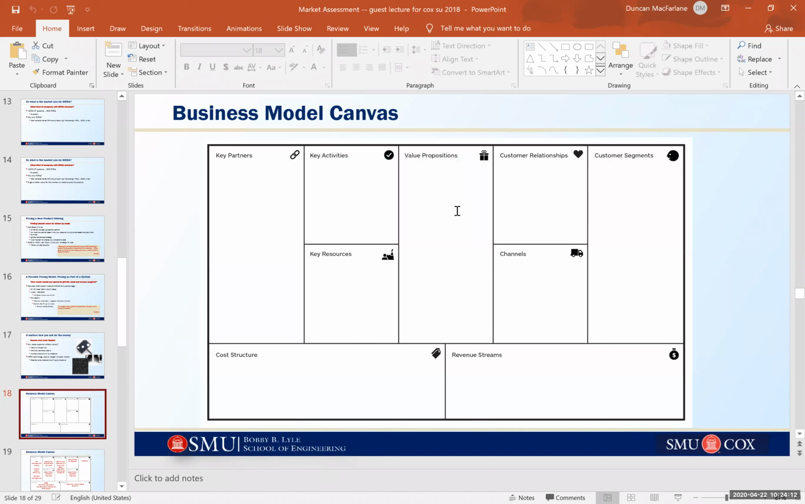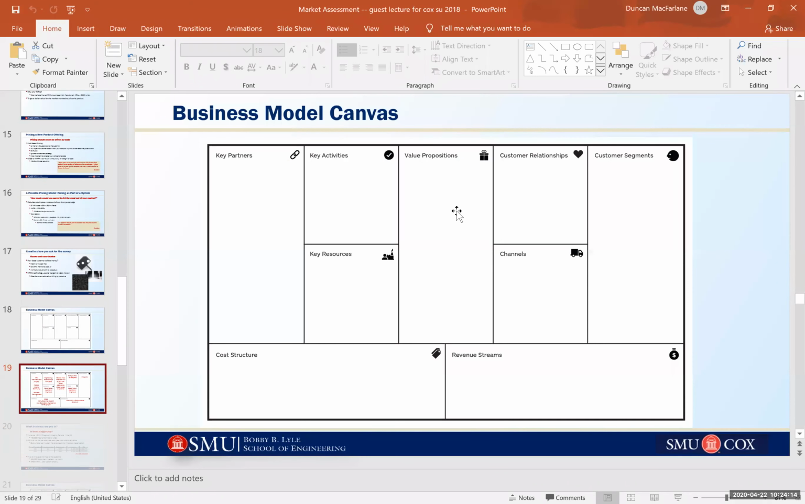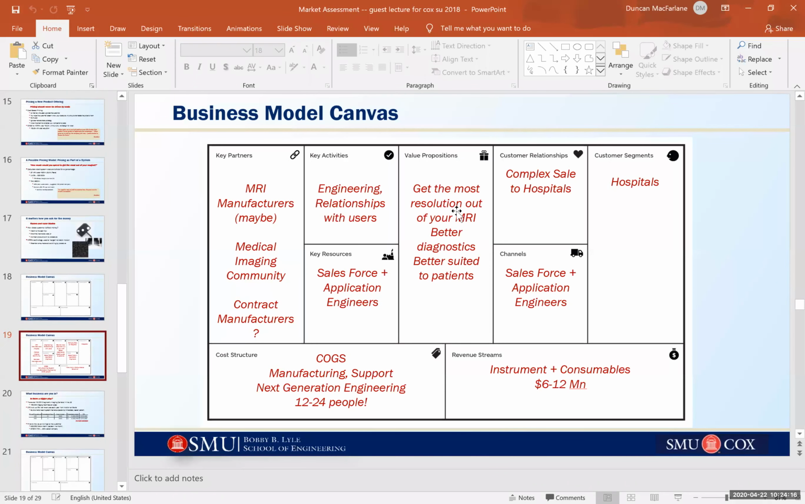So here, let's go back to this business model canvas. Let's quickly go through what each one of these boxes might look like. We'll start with the value proposition, and that is: get the most resolution out of your MRI. Better diagnostics, better suited to patients.